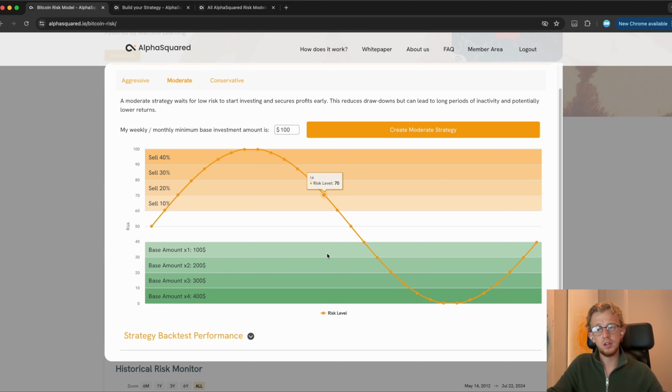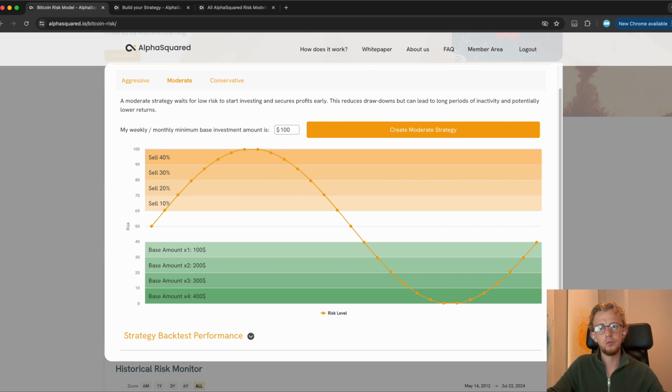So imagine you DCA $100 every month or every week. The principle is the same. At a risk level of 40, you would invest your regular $100. If risk comes down to 30, you double your investment to $200. If risk comes down even more to 20, you triple it to $300, and so on.